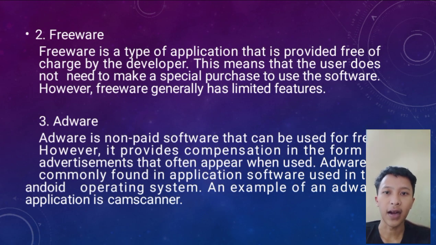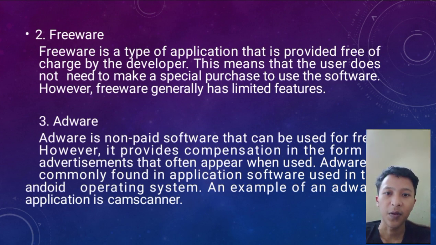Number 2, freeware. Freeware is a type of application that is provided free of charge by the developer. This means that the user does not need to make a special purchase to use the software. However, freeware generally has limited features. Number 3, hardware. Hardware is non-paid software that can be used for free.